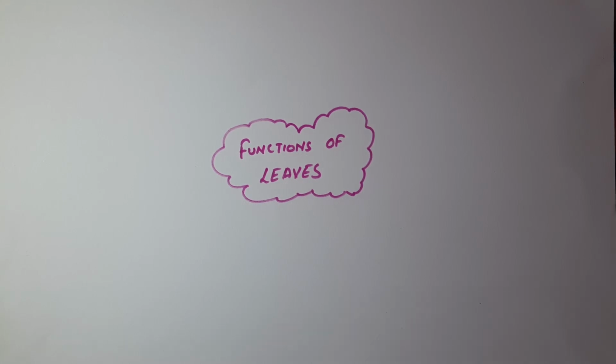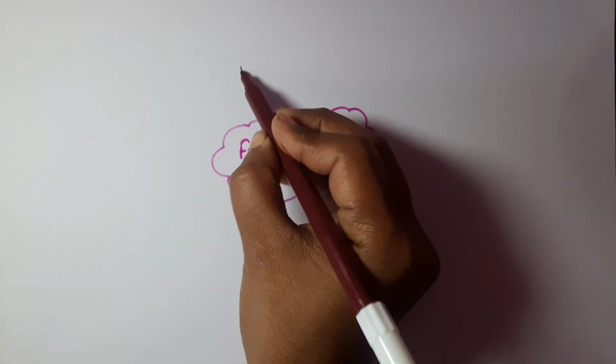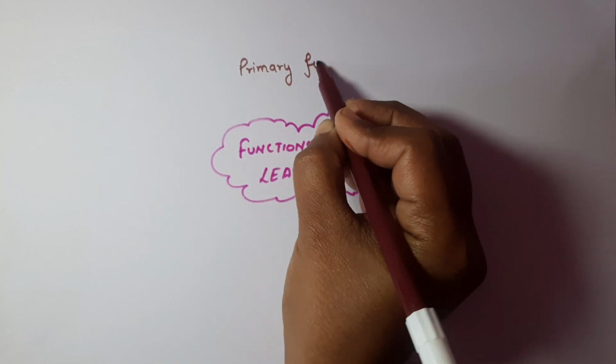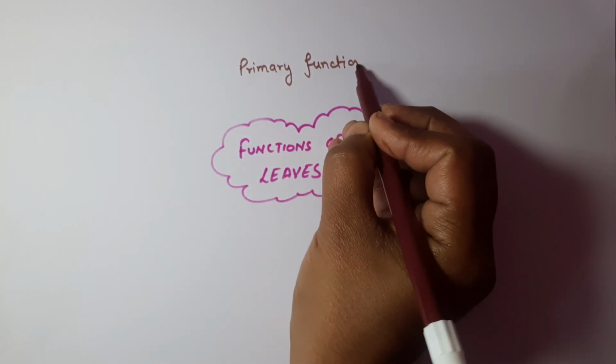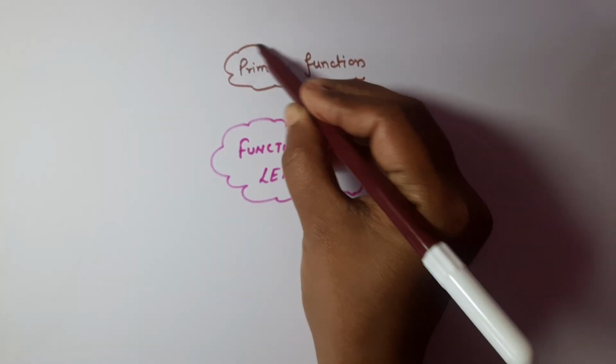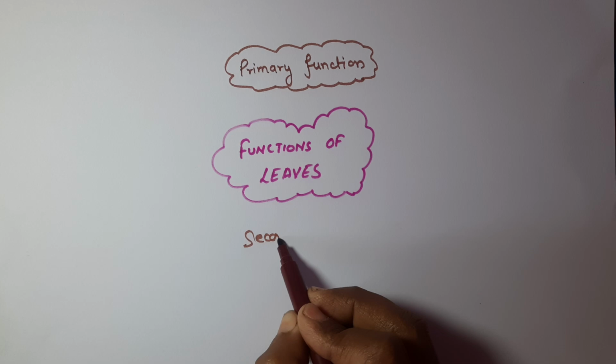In this video I will explain the function of the leaves. The functions of the leaves can be classified into two. First is the primary function. What are the primary functions? Primary function is the main function. Here we will cover the main functions of the leaves, and there are some secondary functions also.